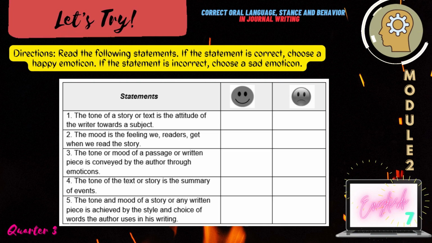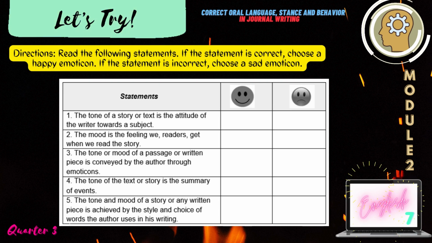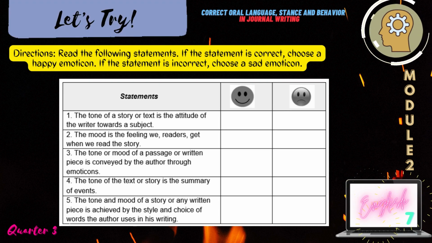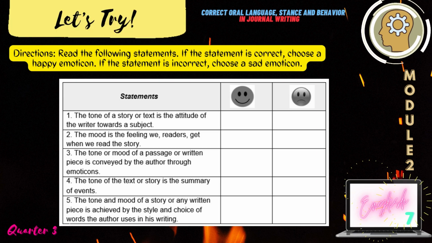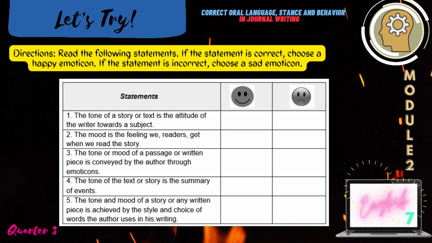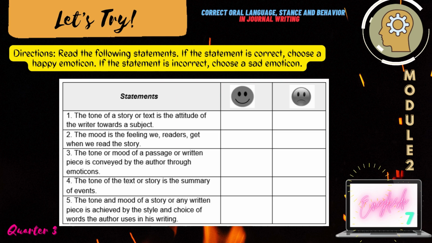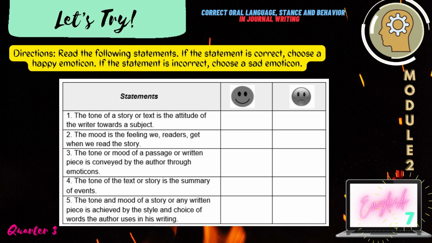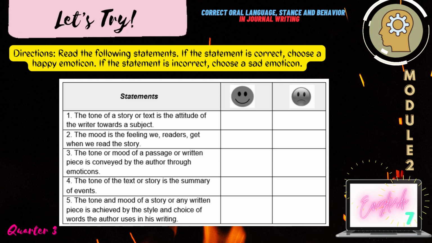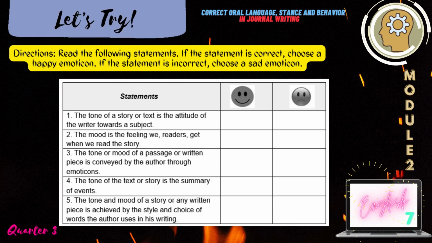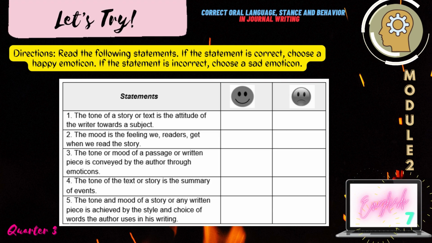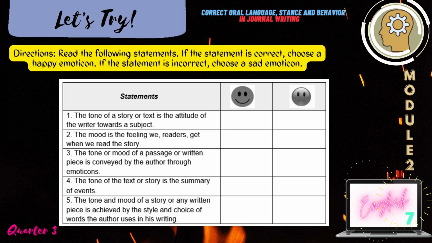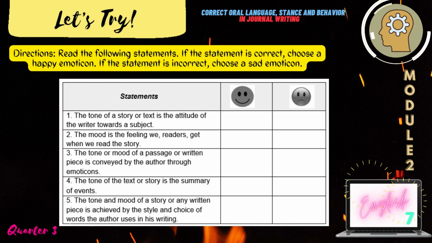Happy. Now, for number three, the tone or mood of a passage or written piece is conveyed by the author through emoticons. Sad. For number four, the tone of a text or story is a summary of events. Sad. And for number five, the tone and mood of a story or any written piece is achieved by the style and choice of words the author uses in his writing.